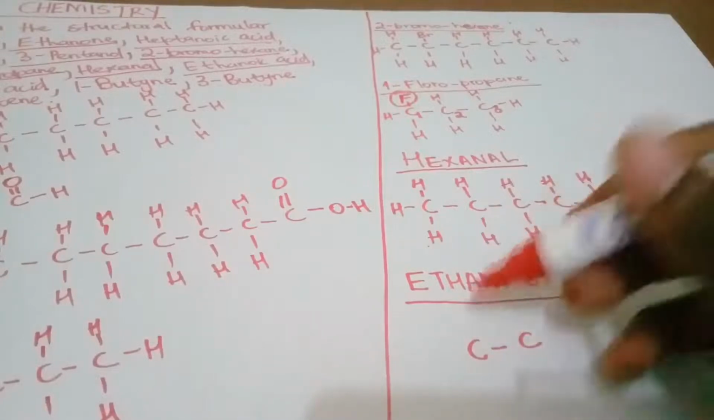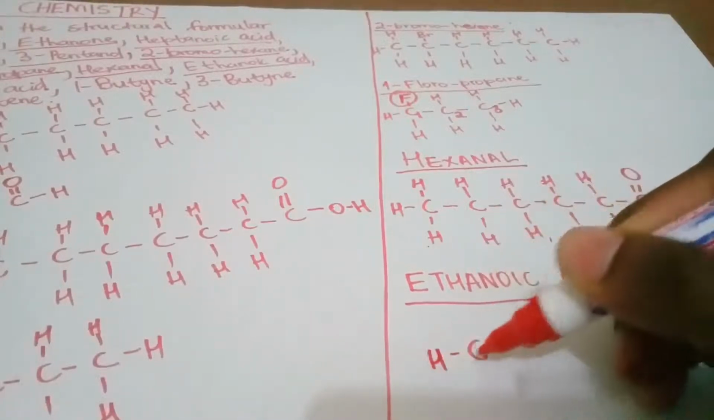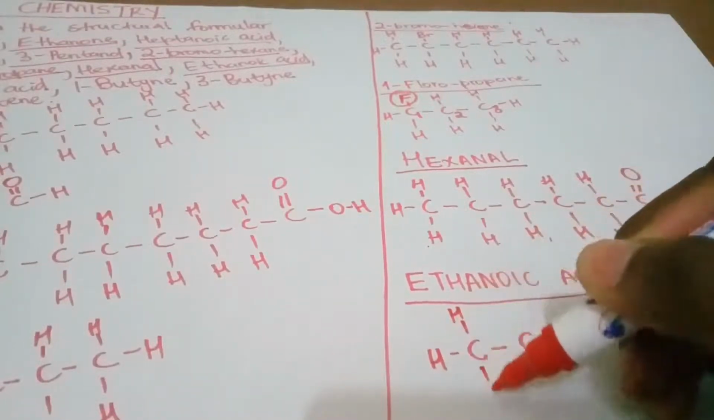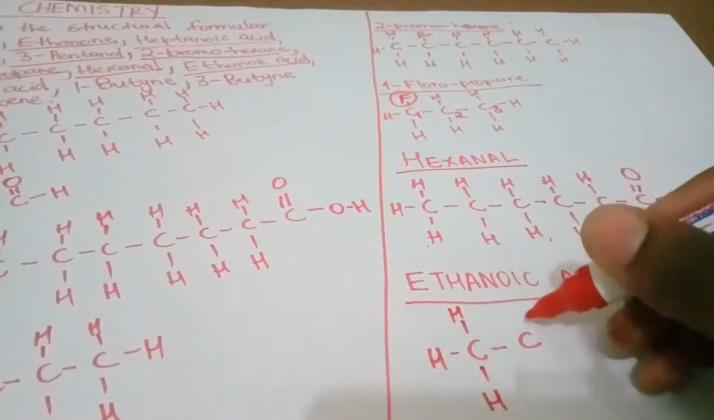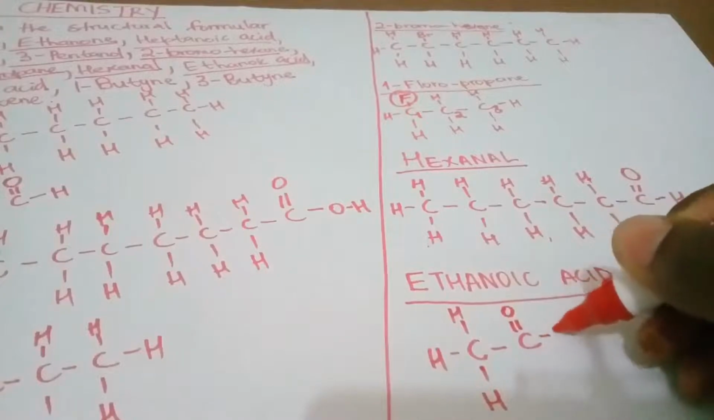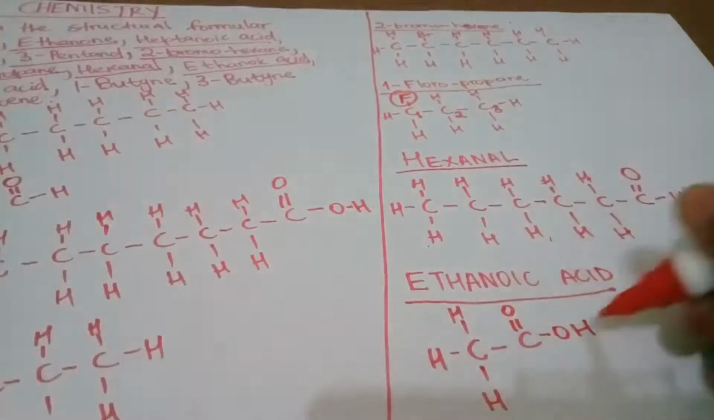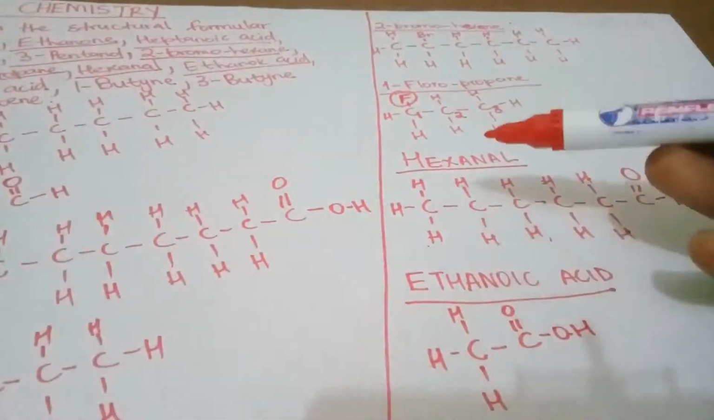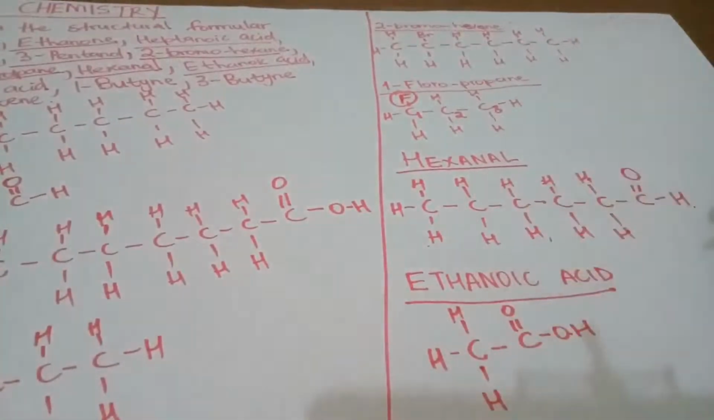So we're going to have four H's here. So this is one, this is two, this is three, and this is our O. This is OH. So this is our H. Let's count: 1, 2, 3, 4. We have four H's, yes. So this is ethanoic acid.